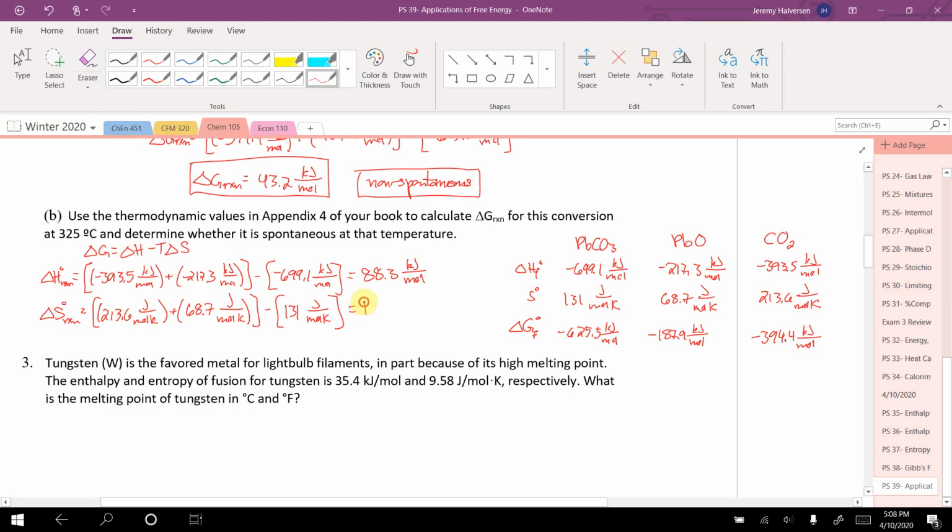And the delta S of the reaction I get 151.3, and I'm just going to change that to kilojoules, so I know in my delta G equation I'm going to have them in the same units. Alright, so now I can say delta G of the reaction is going to be 88.3 kilojoules per mole minus temperature, so 325 plus 273 gives me 598 Kelvin, and delta S is 0.1513 kilojoules per mole K.